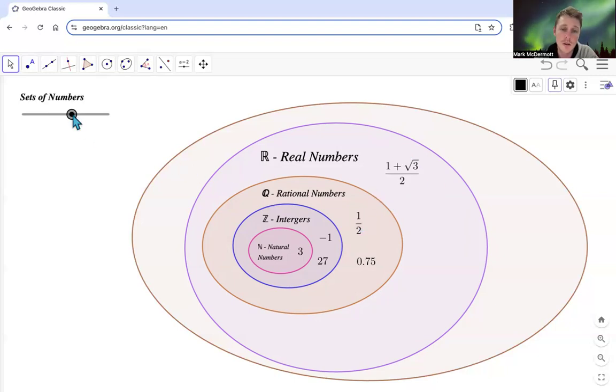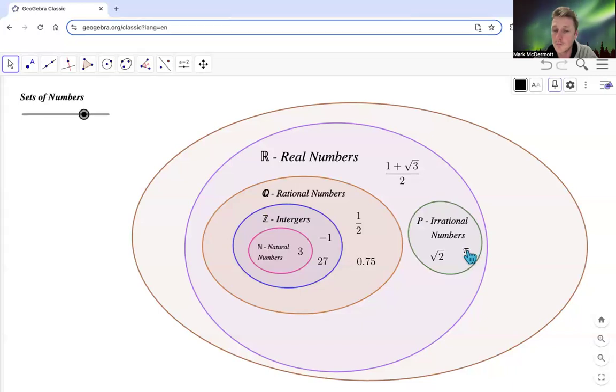Within the real numbers, we've got another subset, which we call irrational numbers. These are numbers that cannot be written as a ratio of 2 numbers. So this is an irrational number, but it's also a real number. But these are just classic examples of irrational numbers. The square root of 2 cannot be expressed as a fraction. Pi also cannot be expressed as a fraction.